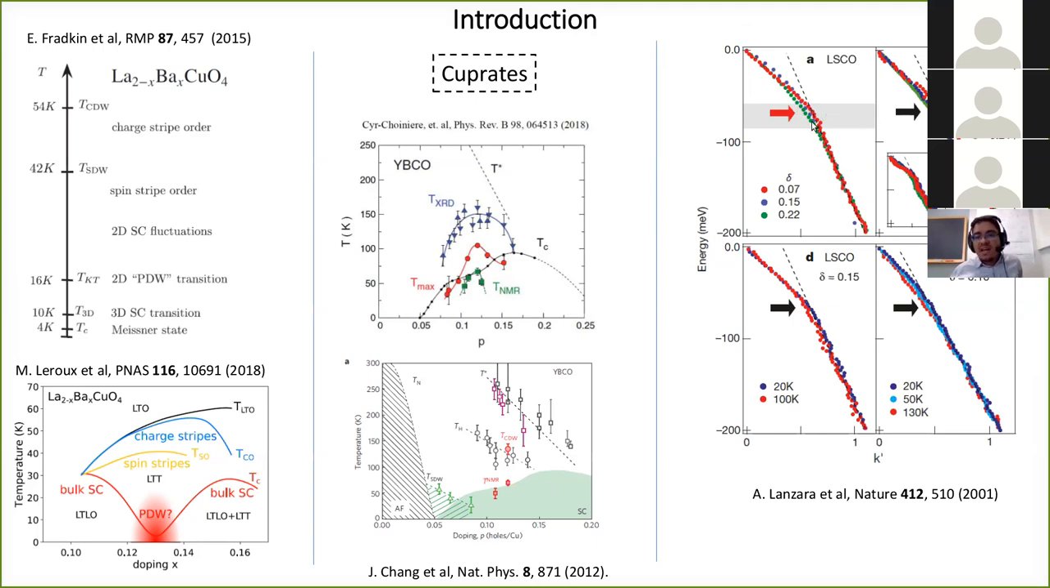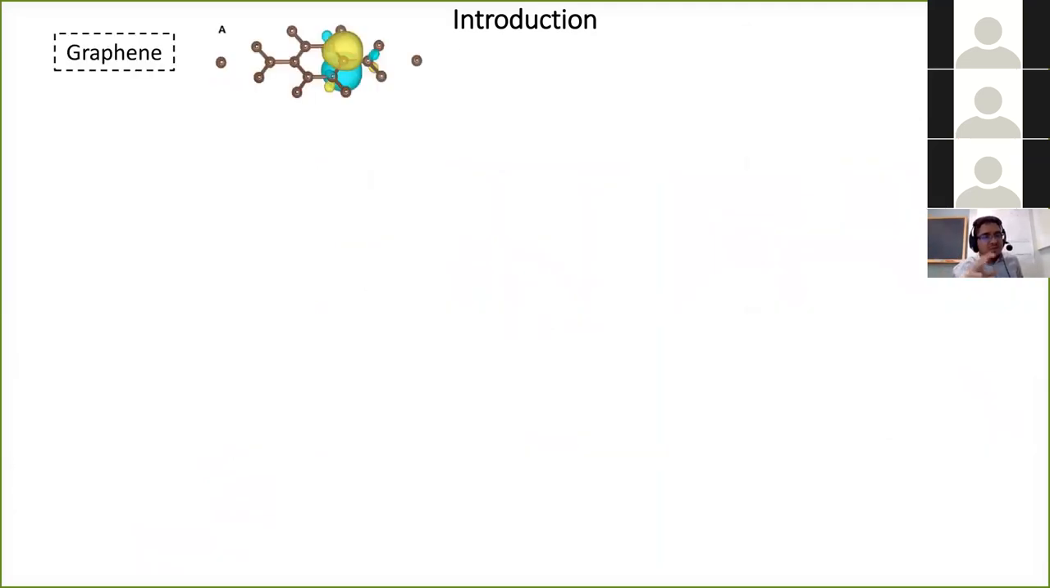So this kind of kink in the ARPES measurements is due to the electron-phonon coupling. So even for cuprates, a material that is known for its strong electron-electron interaction, the electron-phonon coupling is important. Okay, so finally, just finishing this part of experimental motivation, we have graphene.